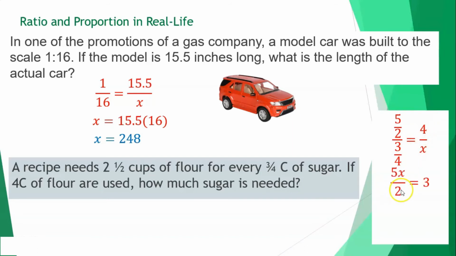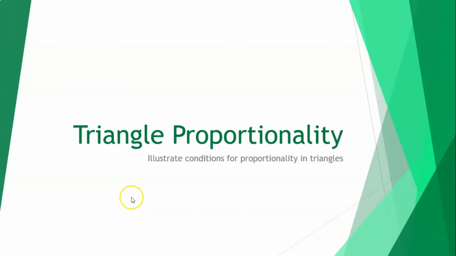So cross multiplying, you'll get 5/2 times x, 5x/2. So 3/4 times 4 will end up with 3. So simplifying further, the value for x here would be 6/5 cups of sugar. So take note of that.